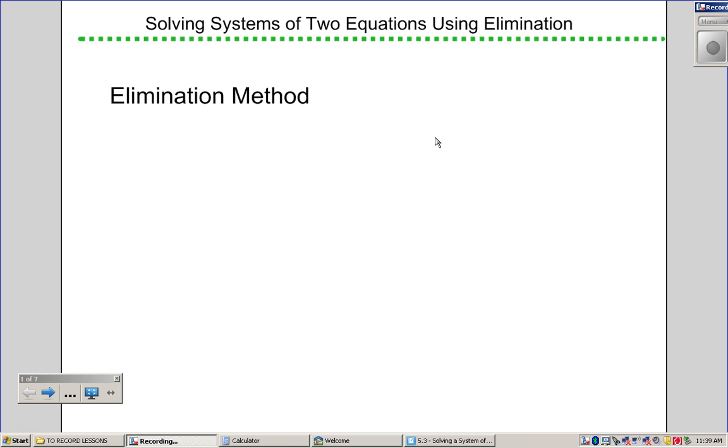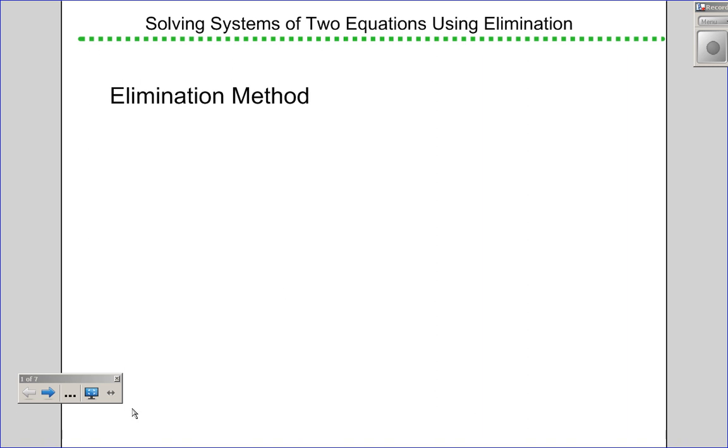The elimination method basically is telling us that we're going to eliminate one of the variables. So we're going to notice a relationship in our equations that will allow us to eliminate, or get rid of, one of the variables that we are starting with. So let's take a look at our first example, and we'll just dive right in.